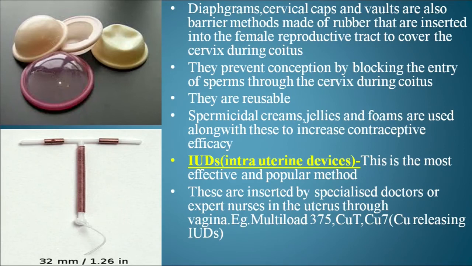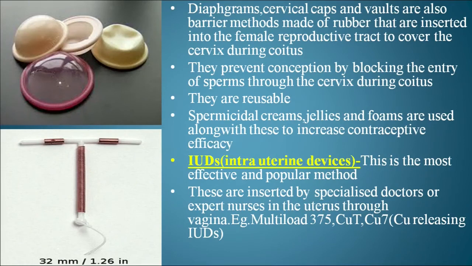This first picture is showing you the diaphragm and cervical caps. They prevent conception by blocking the entry of sperms through the cervix during coitus. They are reusable. Spermicidal creams, jellies and foams are used along with these to increase contraceptive efficacy.